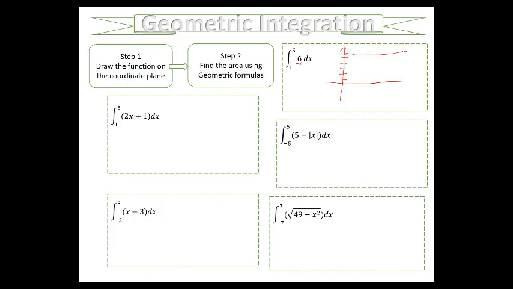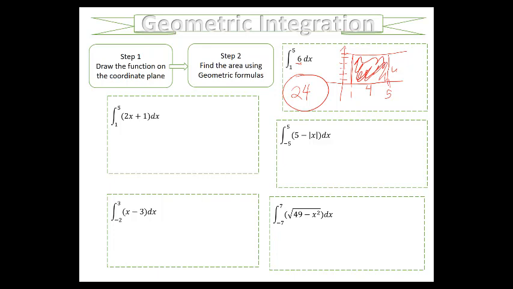Here's my line, and I'm going between 1 and 5. So if you look at that, you have a rectangle, a 4 by 6 rectangle, so your area is 24, or your definite integral would equal 24.